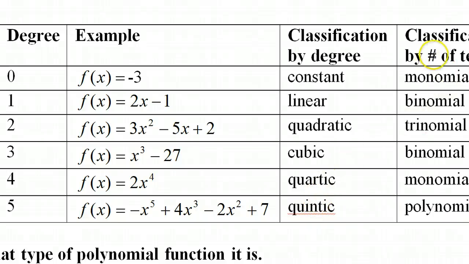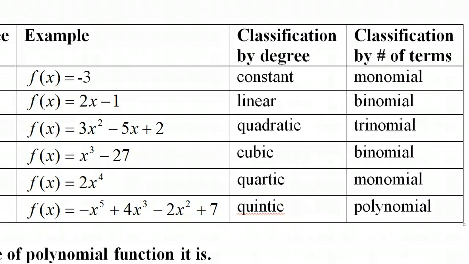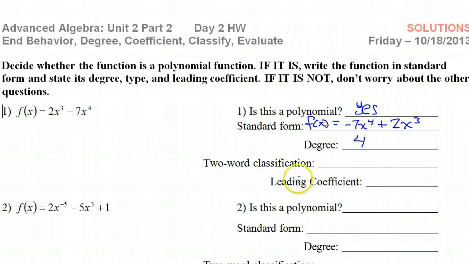And then we also mention a word based on how many terms it has. If it has 1 term, that's a monomial. If it has 2 terms, that's a binomial. 3 terms is a trinomial. And anything over 3, we'll just go with polynomial. Of course, all of them are polynomials. Even this little guy is a polynomial. So it can get a little confusing.